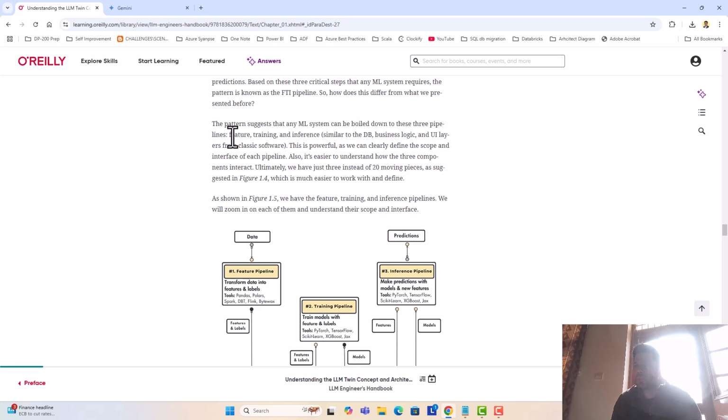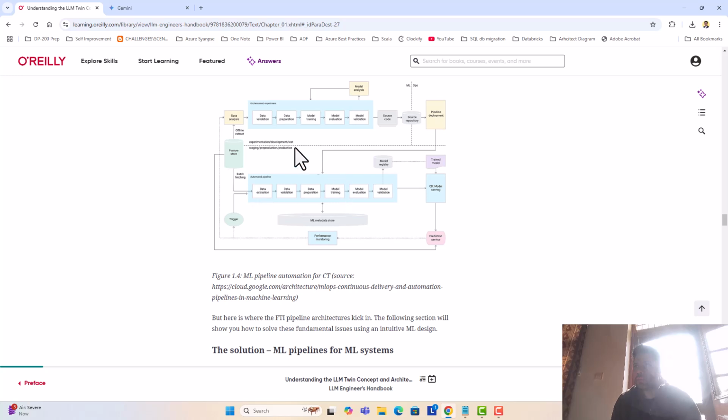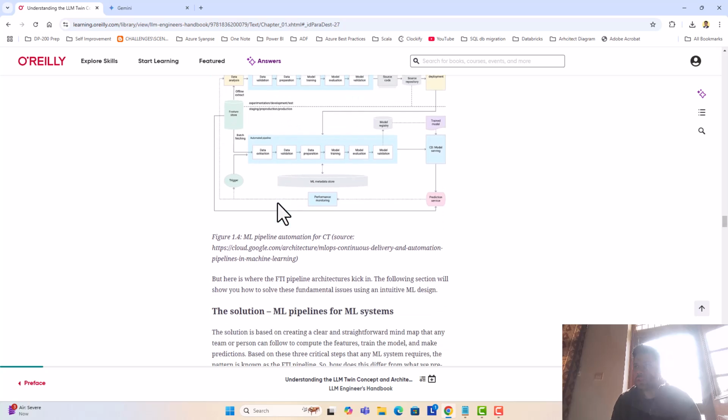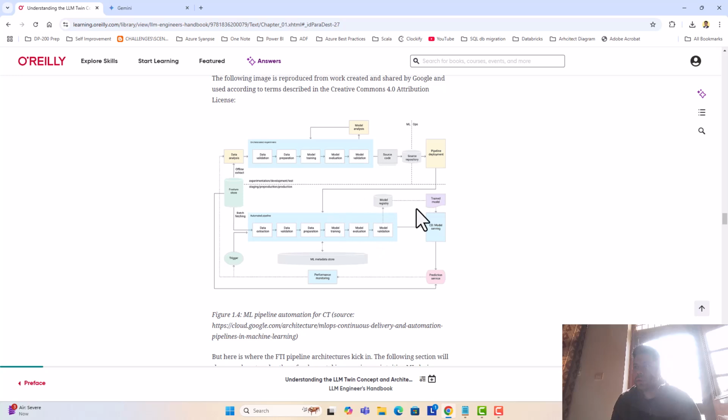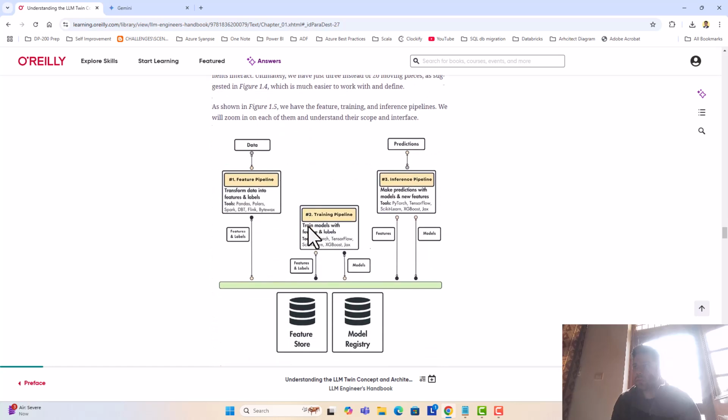So yeah, it's basically important to break it down into a microservices kind of an architecture instead of a monolithic architecture. So this is powerful as we can clearly define the scope and influence of each pipeline. Also, it's easier to understand how the three components interact. Ultimately, we have just three instead of 20 moving parts as suggested in figure 1.4. So as we saw yesterday, this is a daunting image, and it's very difficult to understand it. So that's why they have proposed a simpler architecture.